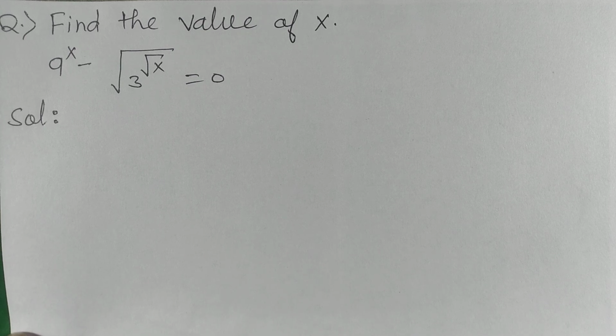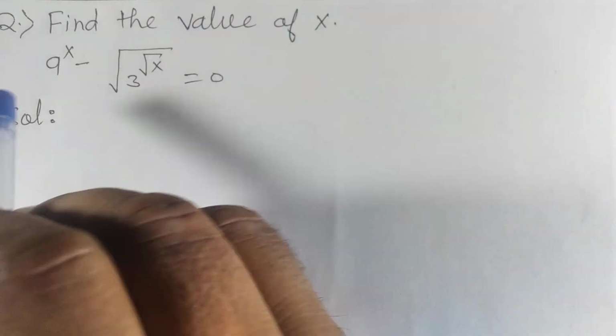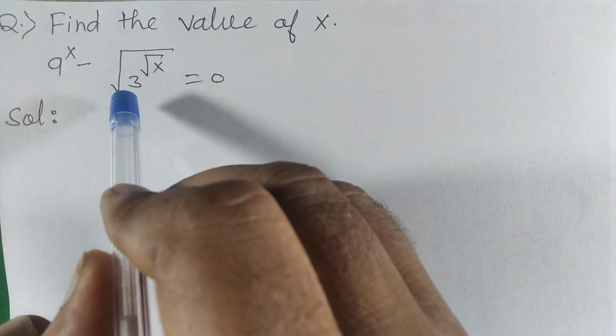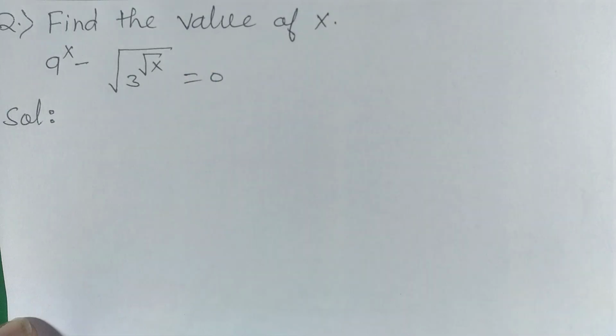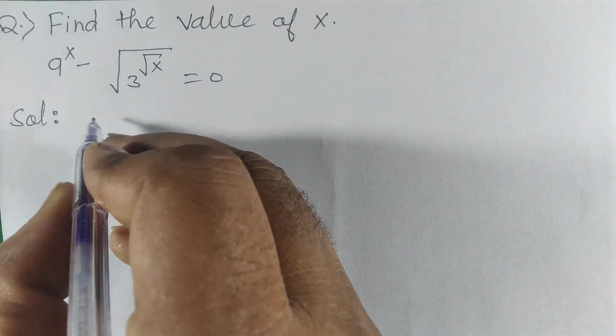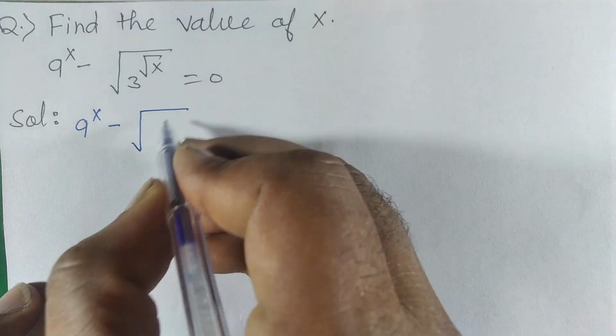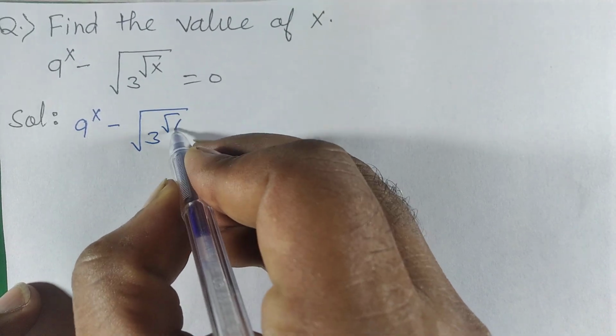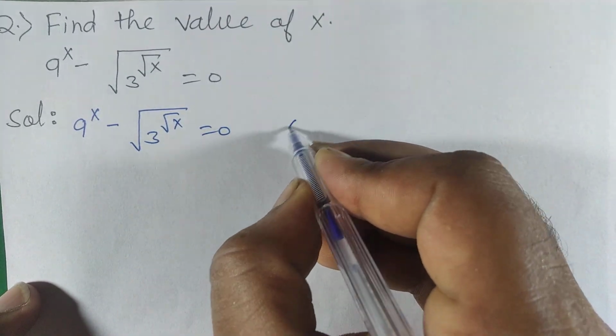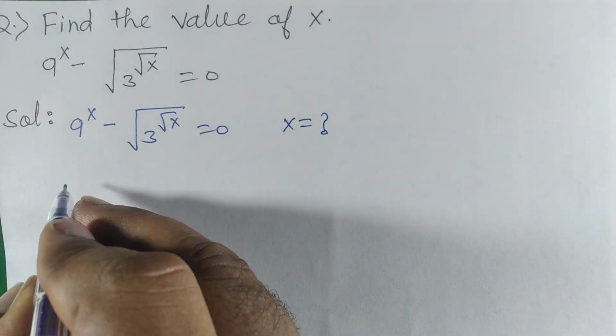Hi everyone, we are choosing a problem of surds or radicals and exponentials from Olympiad Maths. The problem is: find the value of x from the expression 9 to the power x minus square root of 3 to the power square root of x is equal to 0. Now on solving this problem, we have to find the value of x.